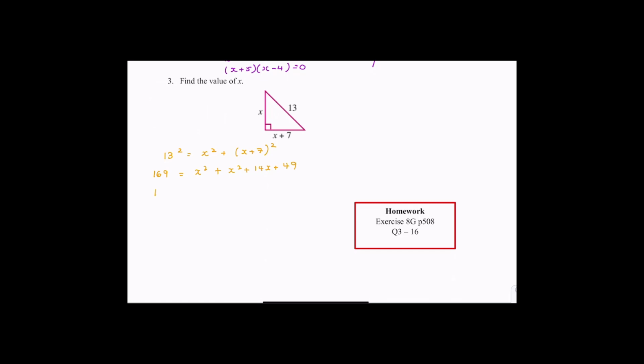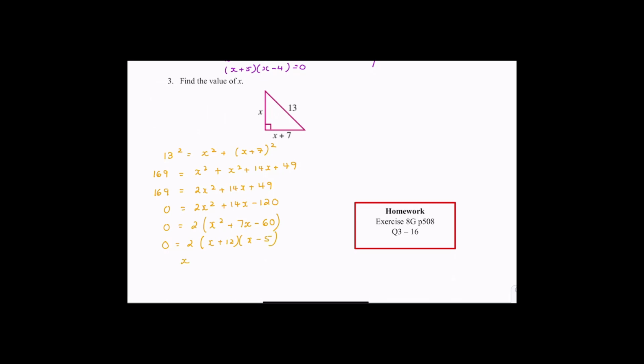So 169 equals 2X squared plus 14X plus 49. So 0 equals, remembering my quadratic has to equal 0, 2X squared plus 14X minus 120. Remembering our first step should be to try and factorize first, because I much prefer monics to non-monics. If I'm trying to factorize this, I get X plus 12 and X minus 5.